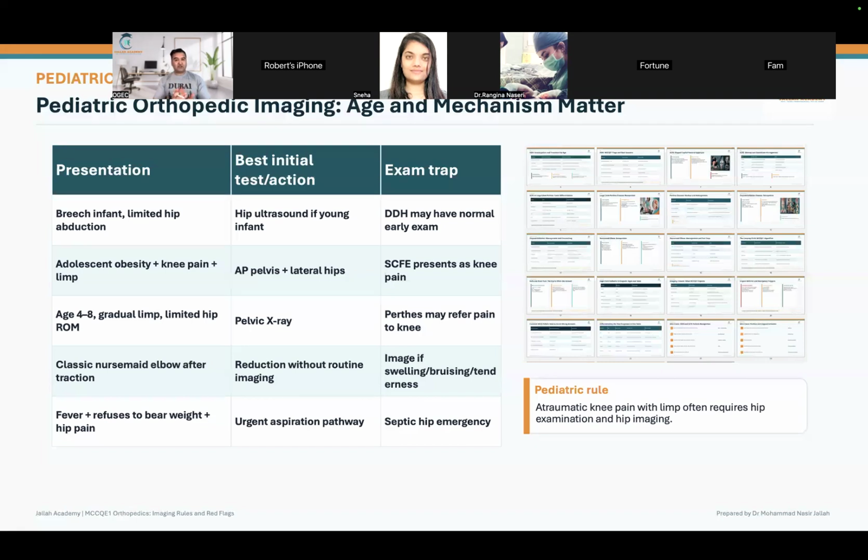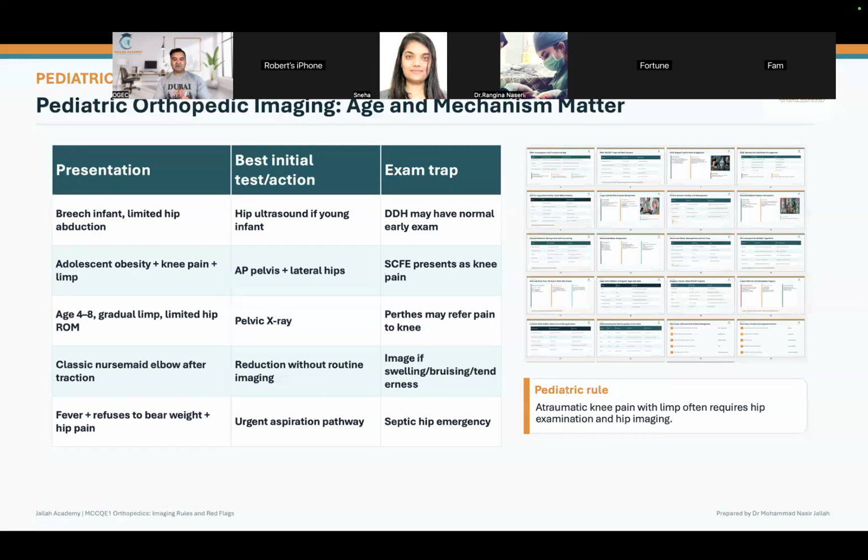Now you have another patient who is 4 to 8, with a gradual limp, limited hip internal rotation, and the patient's pain is less and the age is less too. So what is it? Perthes. So what do I do? I do an X-ray, and if I'm not happy with the result or it's not giving me enough information, I can follow up with the MRI.